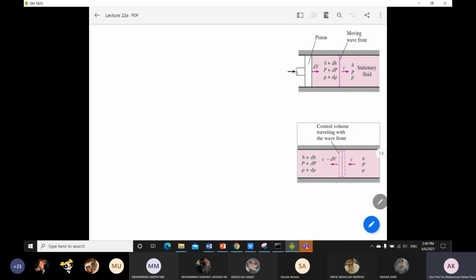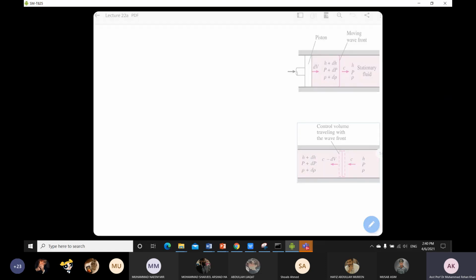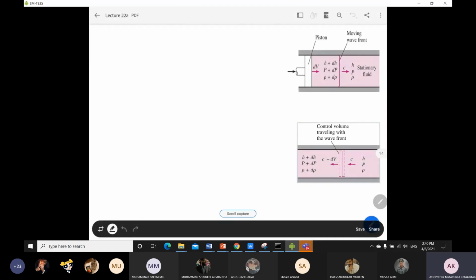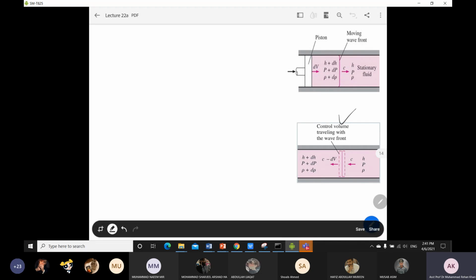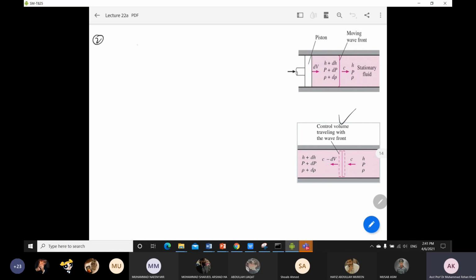You simply have to correlate with this figure. These figures come from your book, chapter number 17. The same thing, we have the assumption of the control volume there. Now we are going to apply the second stage, which is the momentum conservation equation.